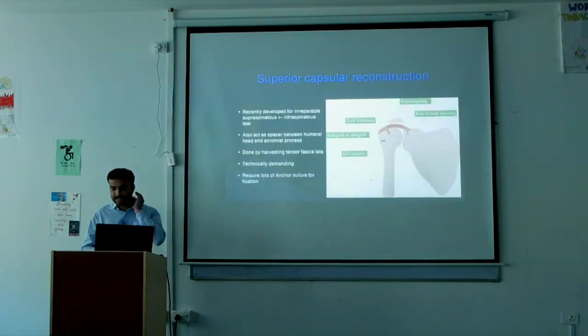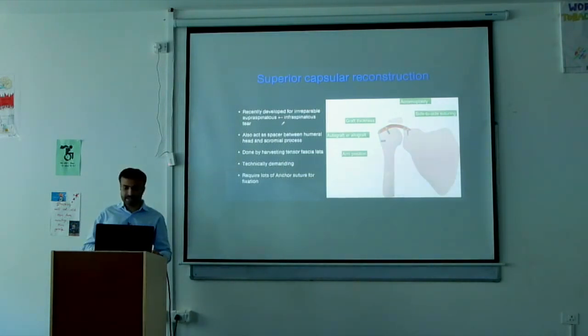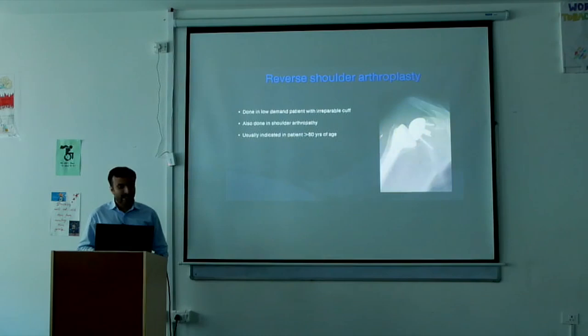The superior capsular reconstruction is recently developed for irreparable supraspinatus with or without infraspinatus tear. It also acts as a spacer between the humeral head and the acromial process. It is done by harvesting tensor fascia lata, which gives extra morbidity to the patient by an additional incision on the thigh. It is technically demanding and it requires a lot of anchor sutures for fixation, which ultimately increases the cost of the surgery. And the reverse shoulder arthroplasty, whenever everything fails, is the last rescue in the shoulder.